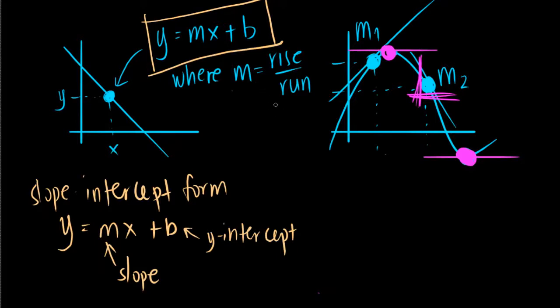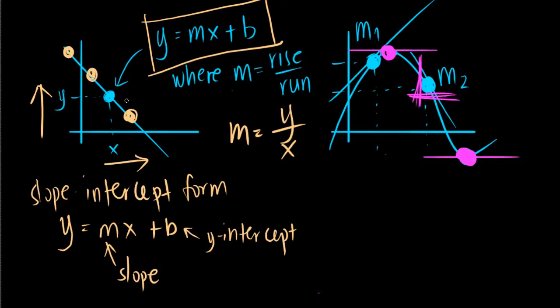I think you've seen it many times. Rise, of course, stands for y, and run is the horizontal direction. So, that's y over x. If you plot several points along this line, guys, the slope is the same for all of them. Okay.